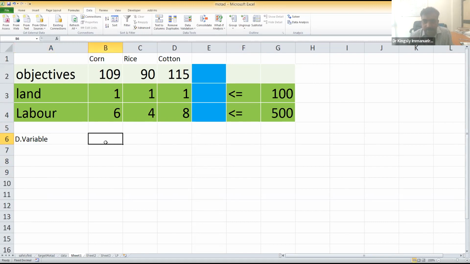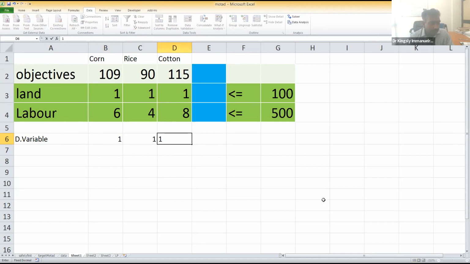I'm going to the next line, decision variable. What is the decision variable? The decision variable is what the solver in Excel gives me: how much area should be allotted. The magnitude of the decision variable is going to be shown after solving it. We have not introduced any formula right now. Let us first put 1 hectare under corn, 1 hectare under rice, 1 hectare under cotton.